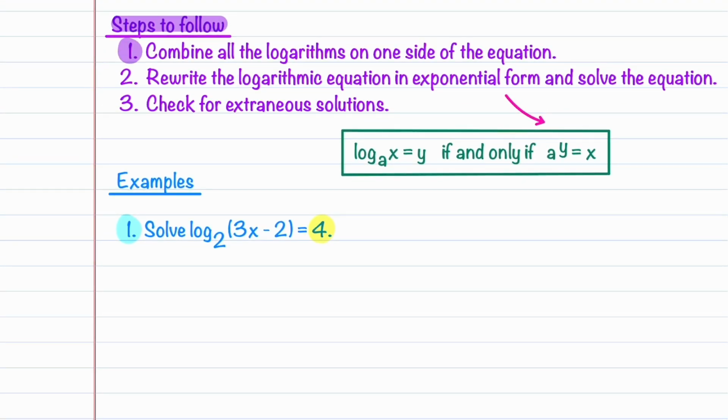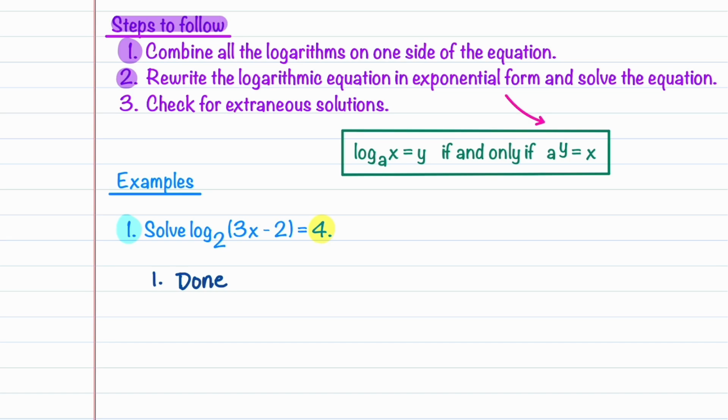Our first step tells us that we are to combine all the logarithms on one side of the equation. For the example that we're doing, this is already done, so let's just write done. In our next example, we'll actually have to do that step. Let's now look at our second step. We are to rewrite the logarithmic equation in exponential form and then solve the equation.